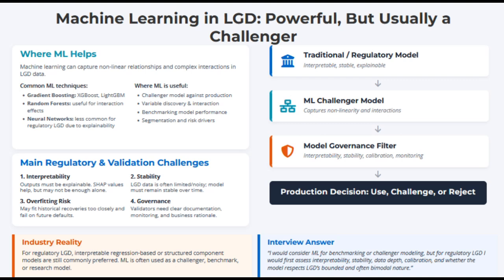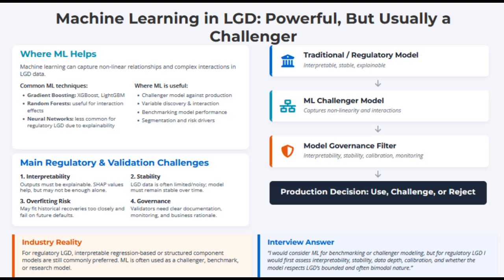Current usage is that it is primarily used as challenger models or for research. Common techniques involve gradient boosting like XGBoost or LightGBM, which is excellent for nonlinear relationships. One can also use random forest, which is good for capturing interactions. Neural networks are also used, but less commonly due to interpretability constraints.